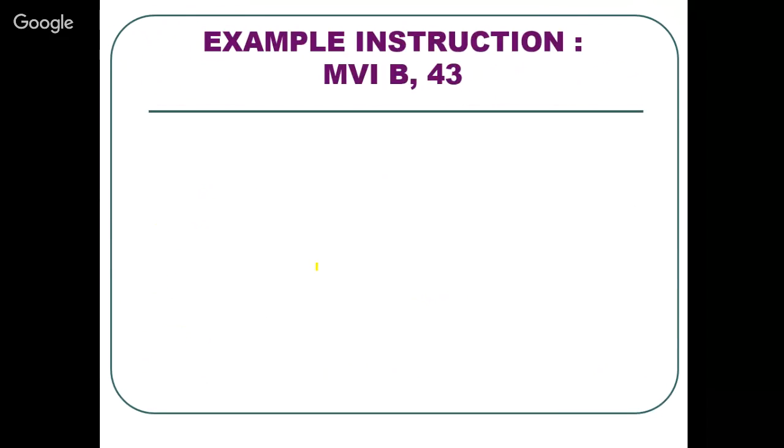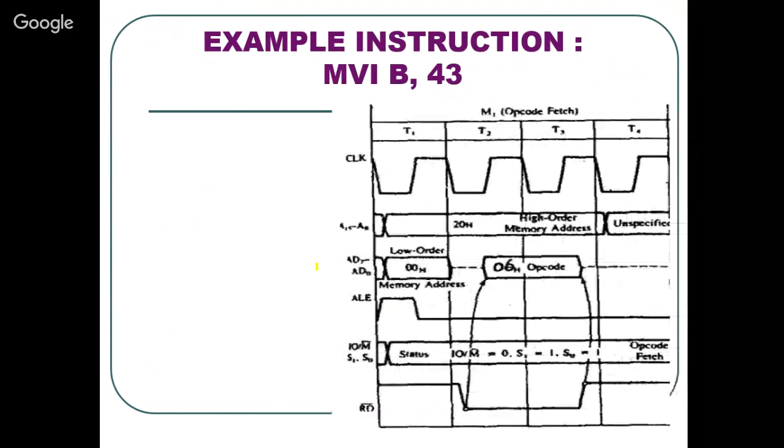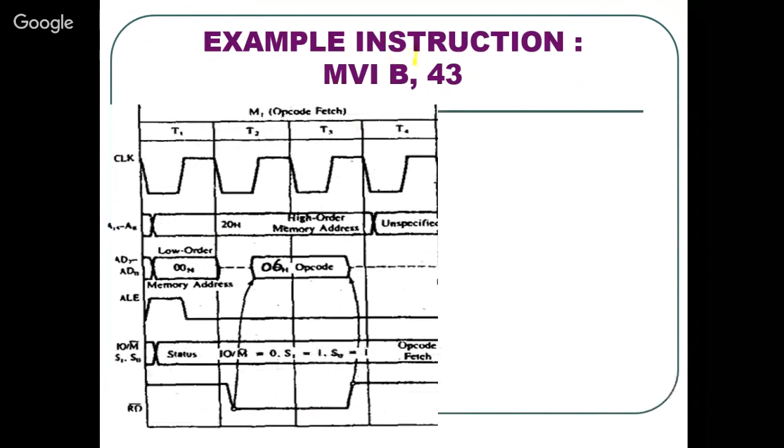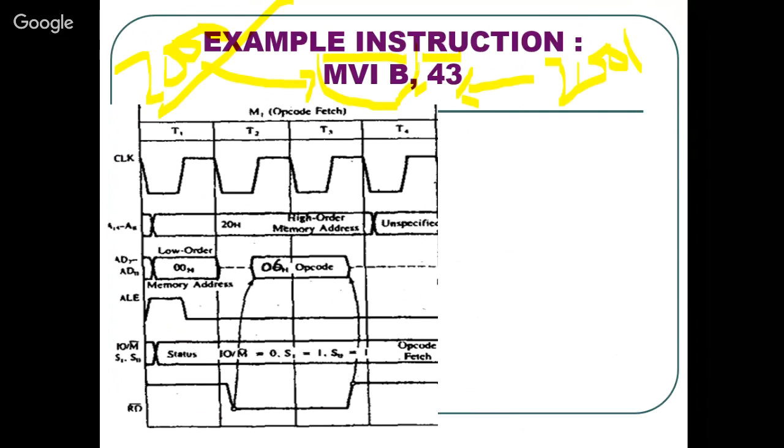This is an example instruction, MVI B, 43. As we see, this is a 2-byte instruction. This is for the opcode, and this is for the data. Assume the opcode is saved in memory location 2000, and in memory location 2001, 43 is saved. At first, let us process the opcode part only in MVI B. This is the opcode fetch machine cycle, so it will take 4 time states.